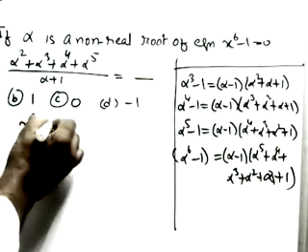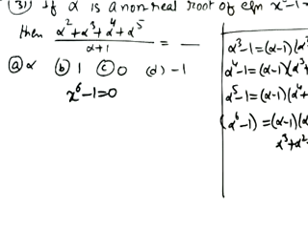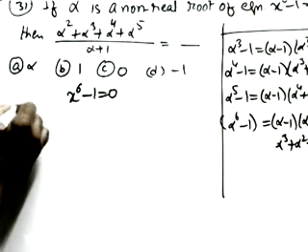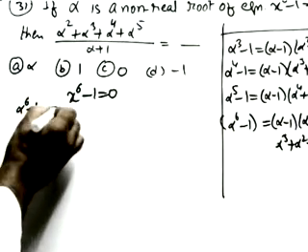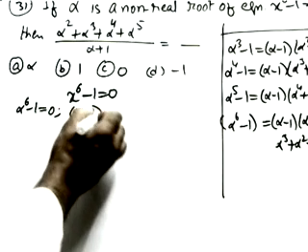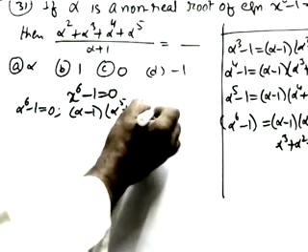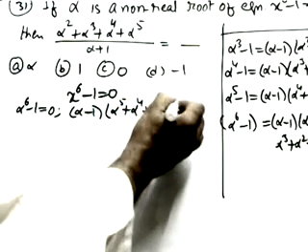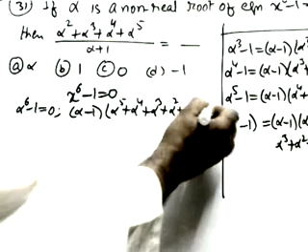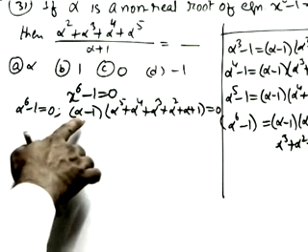Now see here, what is given here? X power 6 minus 1 equals 0. Alpha is a root, so in place of x we can write alpha. So this can be written as alpha power 6 minus 1 equals 0. Using the formula I just showed, this can be written as alpha minus 1 into alpha power 5 plus alpha power 4 plus alpha power 3 plus alpha power 2 plus alpha plus 1 equals 0.